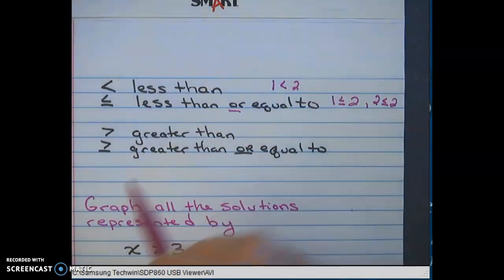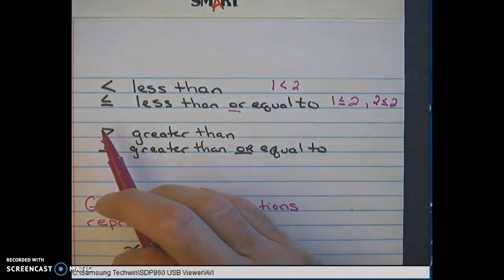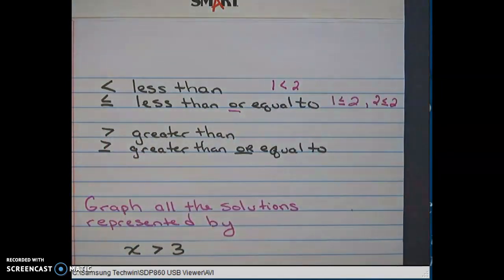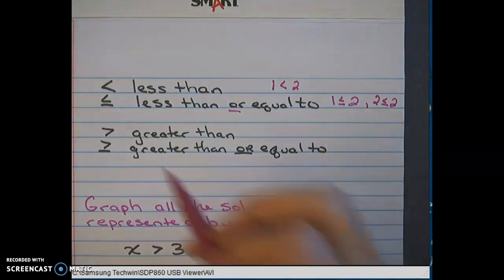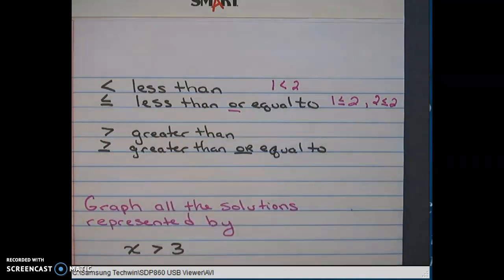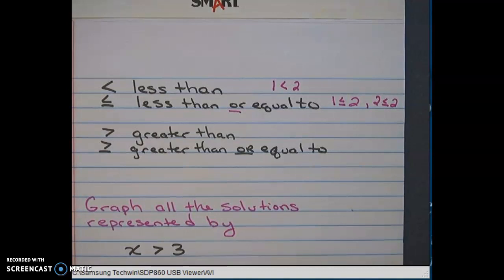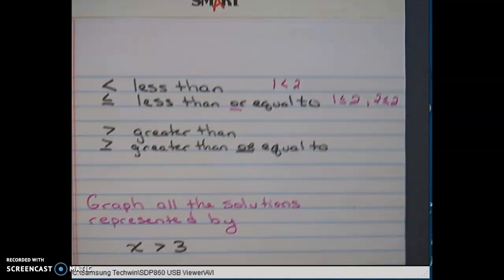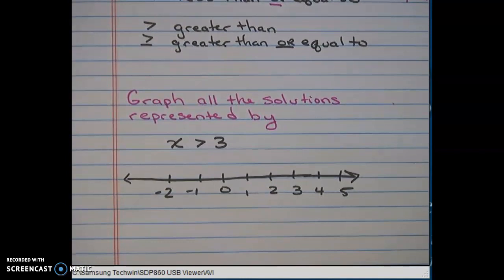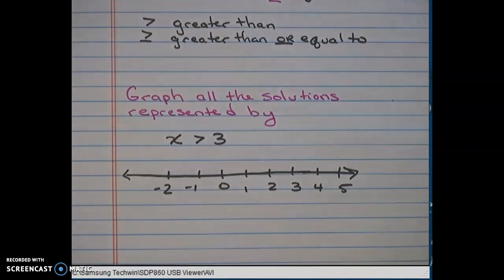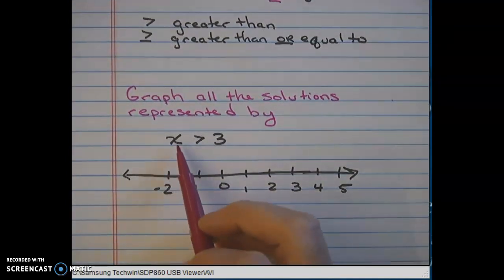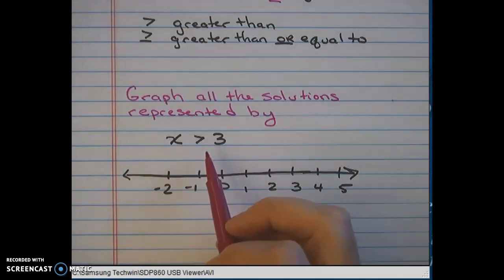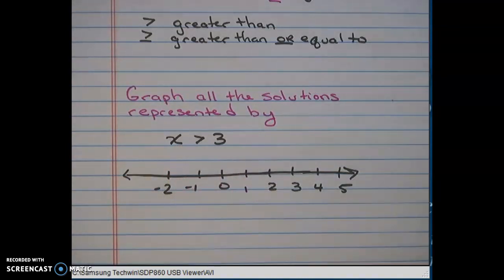The greater than symbol is the same except it points to the right, so if you think of it as an arrow, and then the greater than or equal also has the line underneath it. If it has the little line underneath it, that means it could also be equal to. What we're going to look at today is the graphs of these. You might see something that says graph all the solutions represented by the statement: the numbers I'm thinking of, x, have to be greater than 3. Numbers greater than 3 would be 4, 5, 6. You could even have decimals like 3.1, 3.2, 3.3.